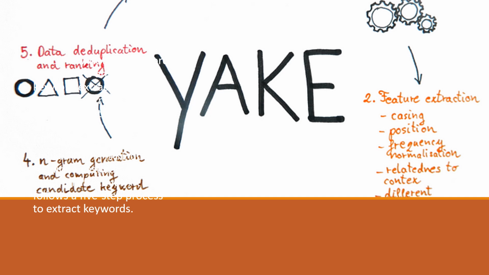YAKE's advantage is that it doesn't depend on an external corpus, the length of the text document, language or domain. In contrast to TF-IDF, it extracts keywords on a single document basis and does not need any large corpus.